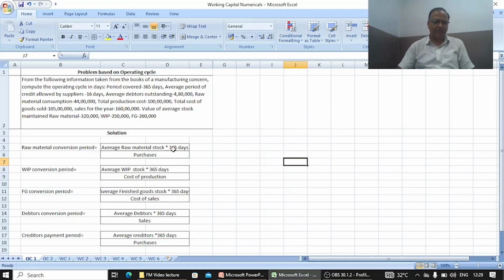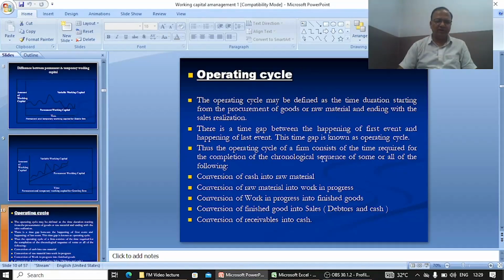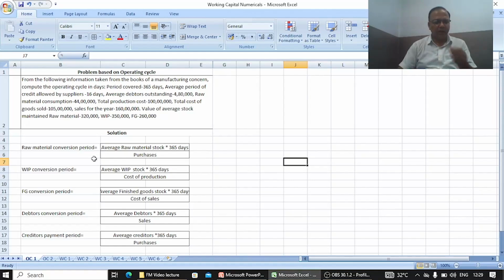Now this is the formula. We had 5 points in the slides: conversion of cash, conversion of raw material. So for it, we have the formula. Raw material conversion period is equal to average raw material stock into 365 divided by raw material. WIP conversion period is equal to average WIP stock into 365 days divided by cost of production. Finished goods conversion period is equal to average finished goods stock into 365 days divided by cost of sales. Debtor conversion period, average debtors into 365 days divided by sales. Creditors payment period, average creditors into 365 days divided by purchases. So it is a formula.